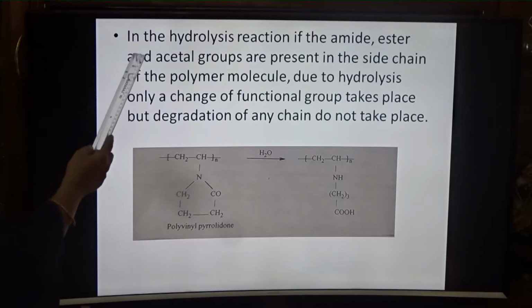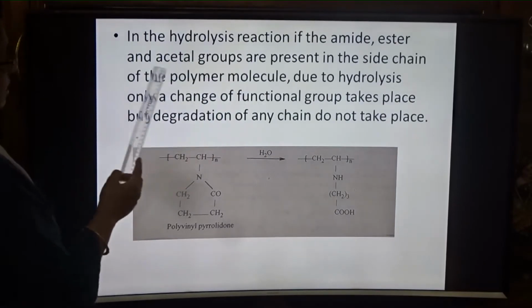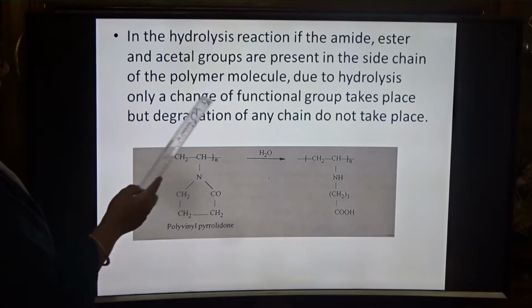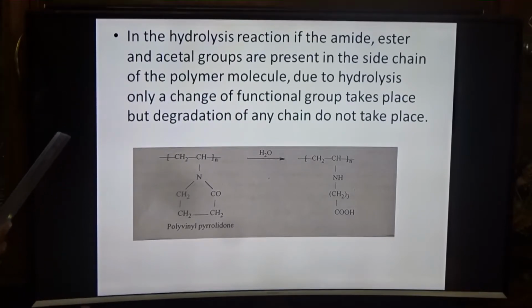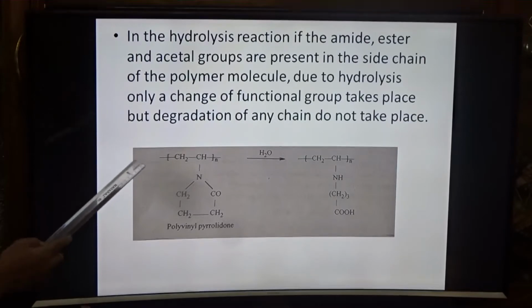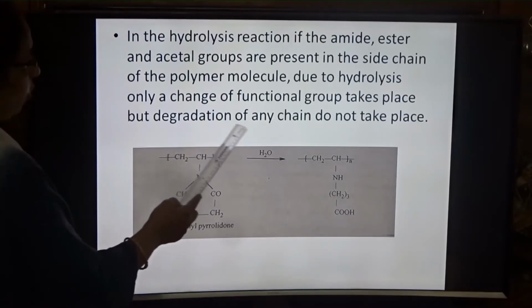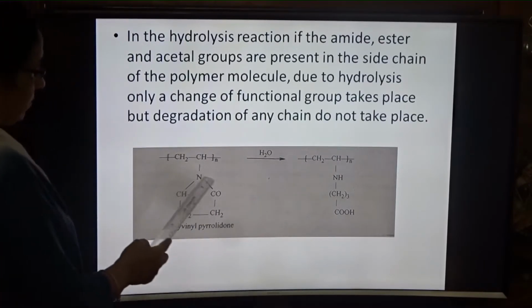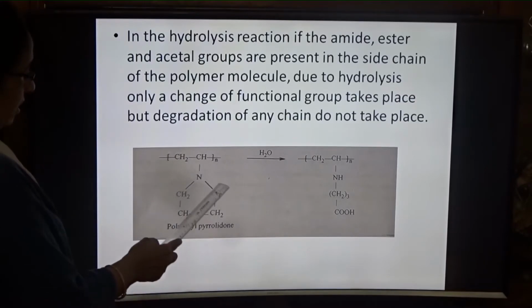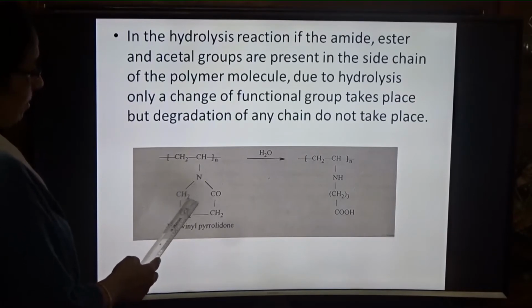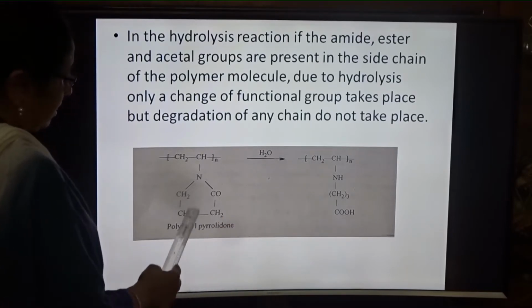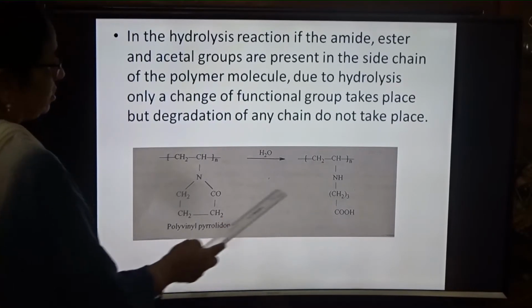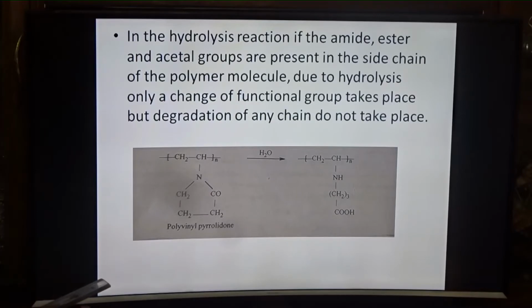Next example: in the hydrolysis reaction, if the amide, ester and acetal groups are present in the side chain of the polymer molecule, due to hydrolysis only a change of functional group takes place, but degradation of the chain does not take place. See, this chain is there, the degradation is not taking place. By hydrolysis the main chain remains, only the side group changes, but degradation is not taking place.